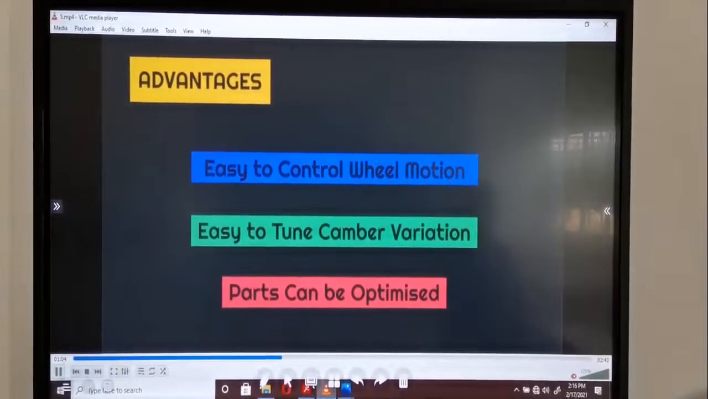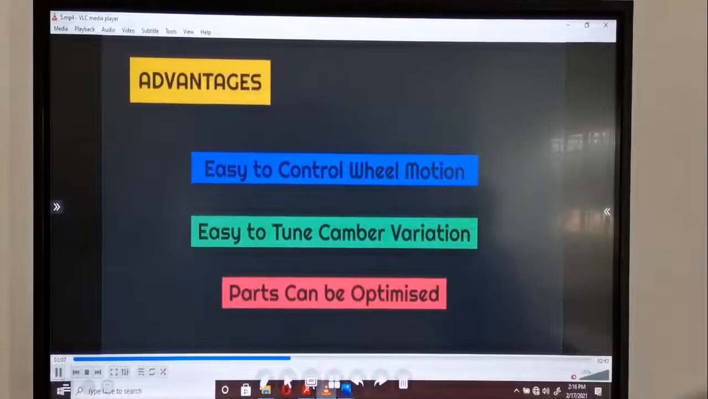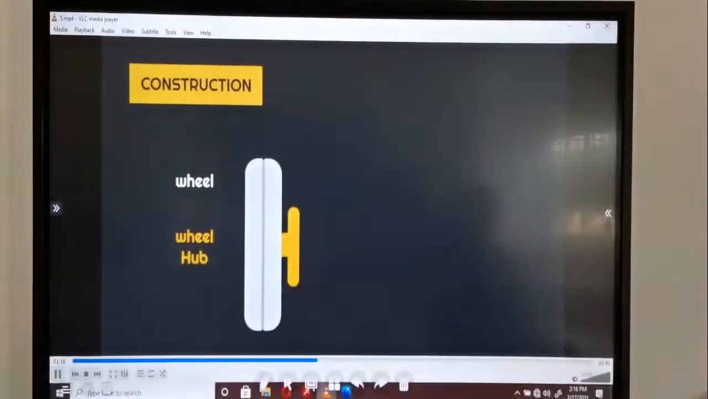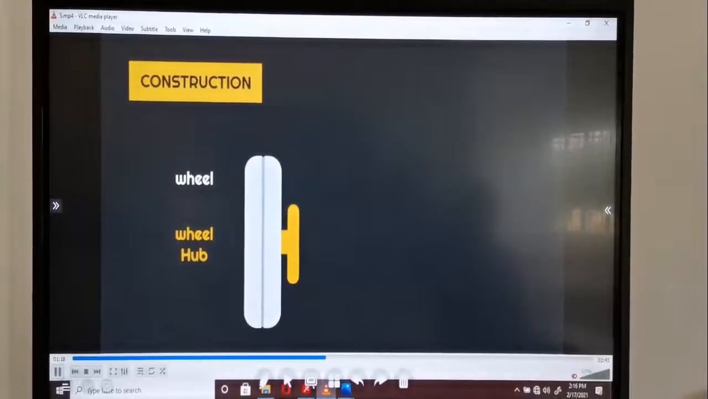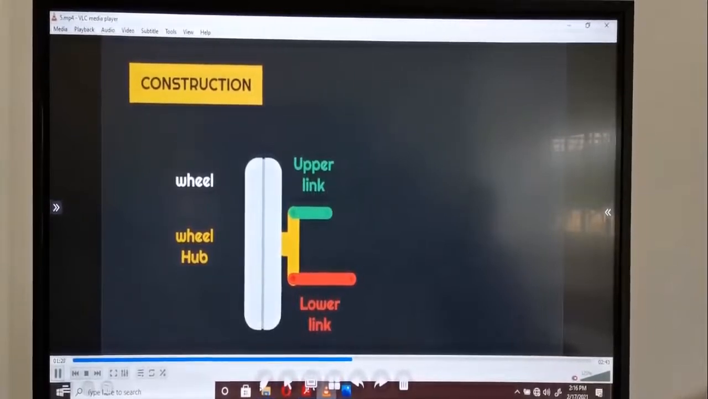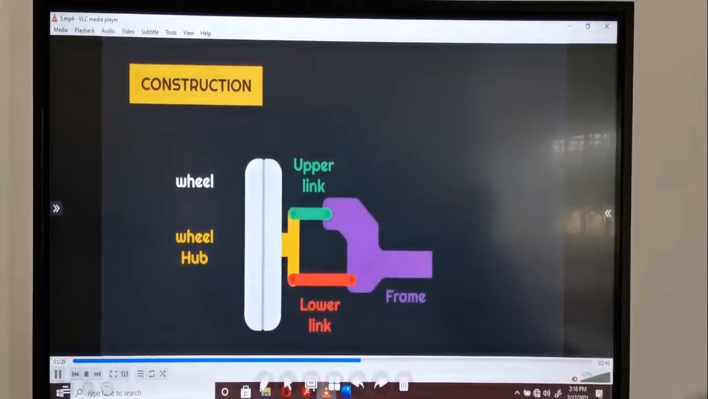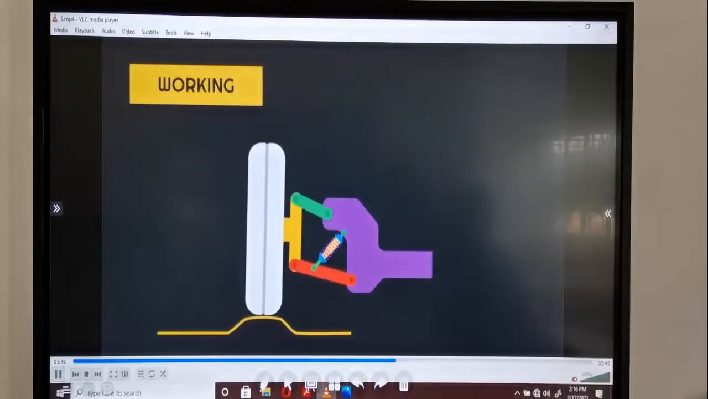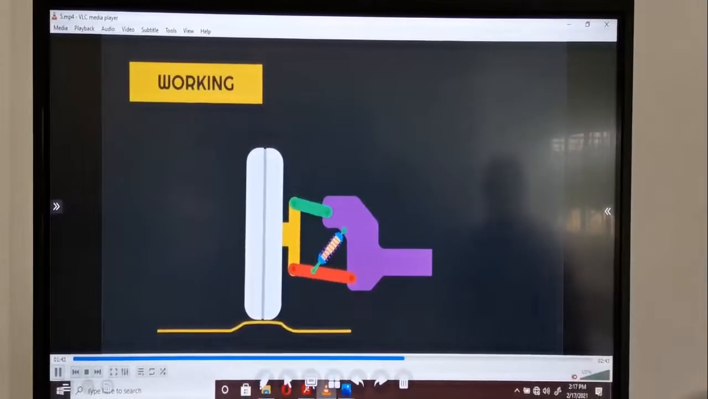Parts can be optimized. That means this type of parts we can use further in the future, so we need not change completely. So this is the wheel hub, lower link, upper link. That means lower wishbone arm and upper wishbone arm. It is connected with the frame. The shock absorber with coil spring is fixed like this. So how does it work? You can see the working condition.